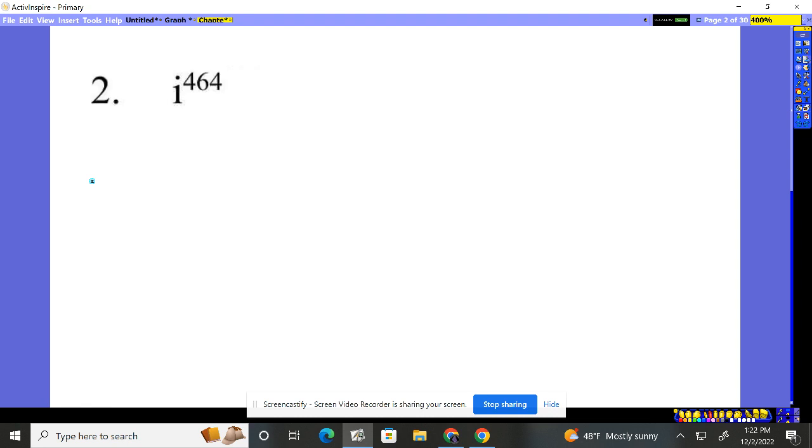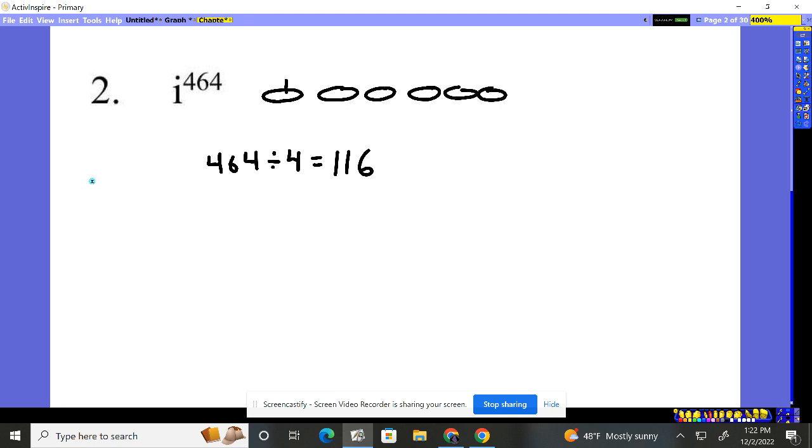It's i to the 464th. When we do 464 and figure out how many sets we have of these 4s, I do 464 divided by 4, that's easily 116, there's no remainder. That means it was a perfect 116 of them. Well, each one of these was worth 1. So this final answer is simply 1. i to the 464th power is equal to 1.